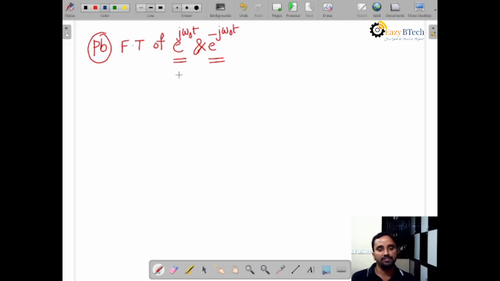Just now we have seen the Fourier transform of 1. What did we get? 2 pi delta of omega. Now this 1 is multiplied by e power j omega naught t. So what will be the answer?